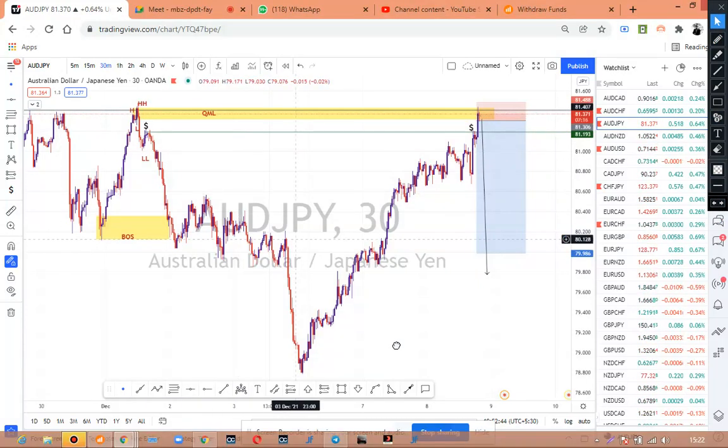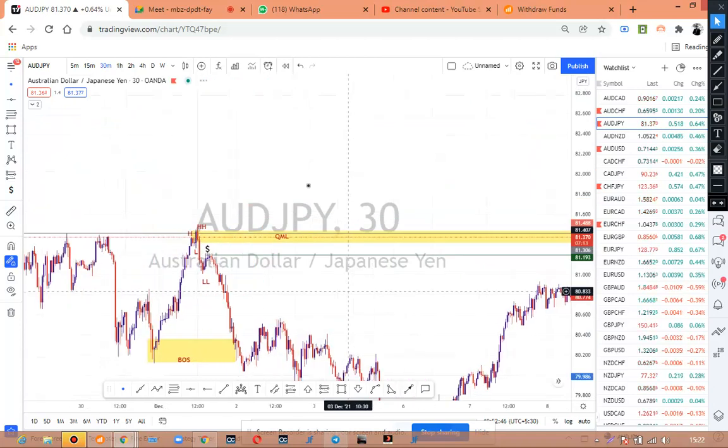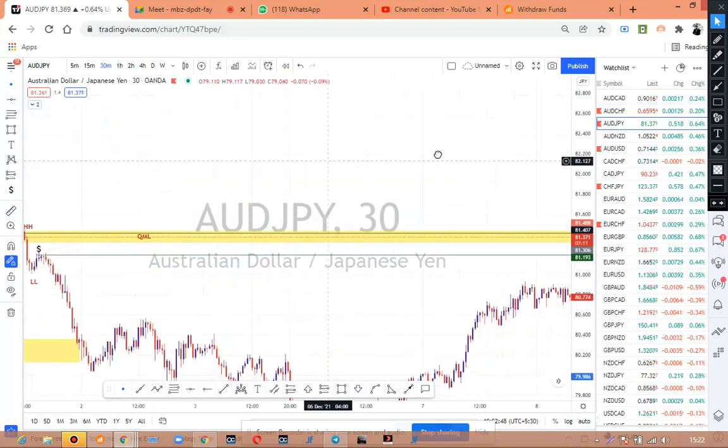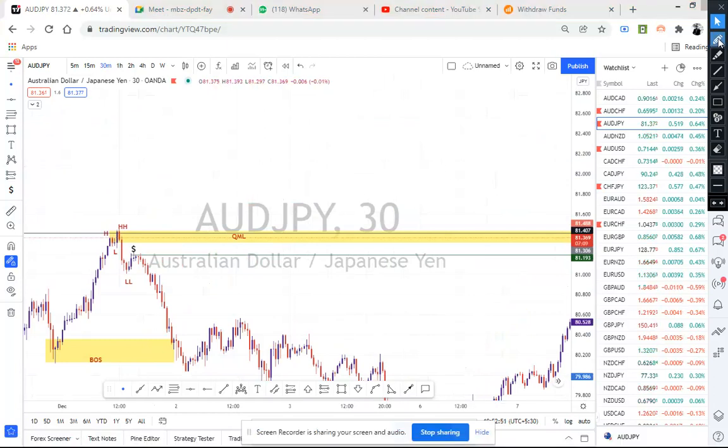I can see what we call the QML, that is the Quasimodo level or Quasimodo line. Here we have the high, because the market is rising, it created the high and dropped. Look at this small red candle, it dropped and created the low. Then the market broke the high and created the higher high. Then the market also broke the low and created the lower low. So in that case, the market is going to reverse at the QML line. This is the QML line.